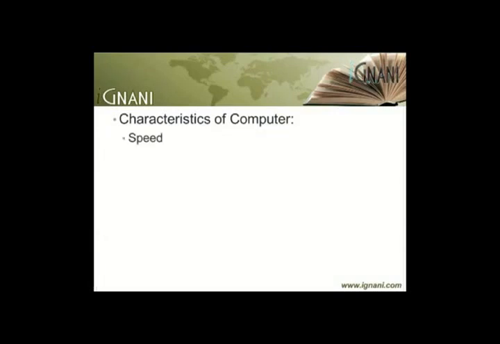Speed. The computer can process huge amounts of data in the blink of an eye. Because of its speed, the computer has made many projects successful, which were earlier deemed impossible. Electricity travels at incredible speeds, and so does a computer, which is an electronic device. It processes the data and returns the output instantaneously.